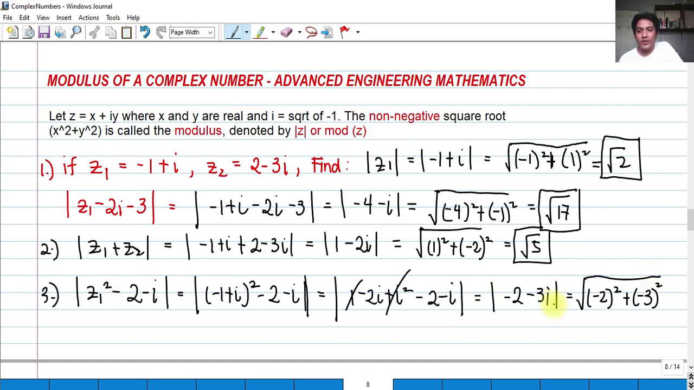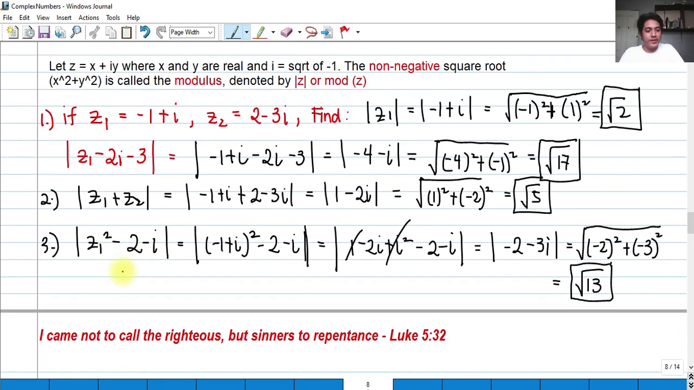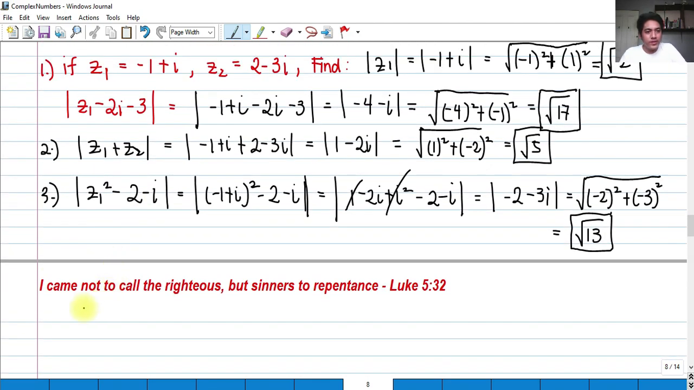Here it is. So the answer for this problem would be square root of, again, 13. Because 4 plus 9, that is square root of 13. That's the modulus of this complex number. So for number 4, let's try again.